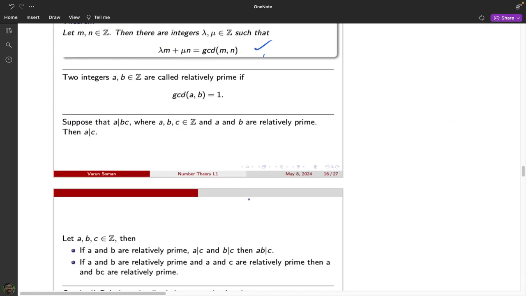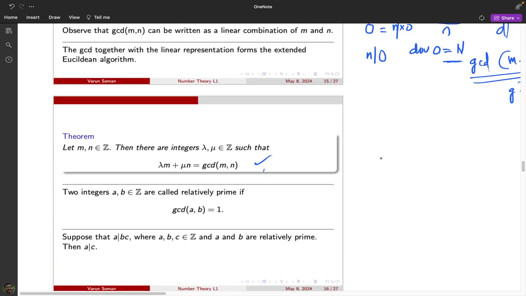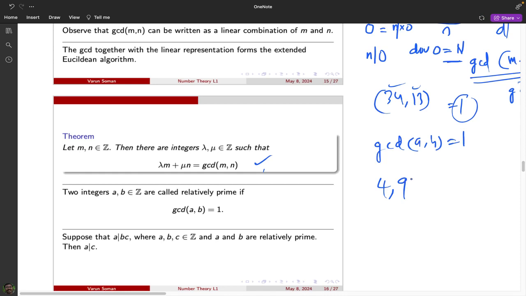Okay, and in a particular case, you will say that two numbers are relatively prime if GCD of a comma b is 1. For example, our numbers 34 and 13 were relatively prime because the GCD of 34 and 13 is 1. Remember that they are not prime numbers. For example, 13 is prime but 34 is not prime. Relatively prime means they do not have common factors except 1. For example, 4 and 9 are relatively prime. They don't have common factors except 1. But 4 and 6 are not relatively prime because they have a common factor of 2.